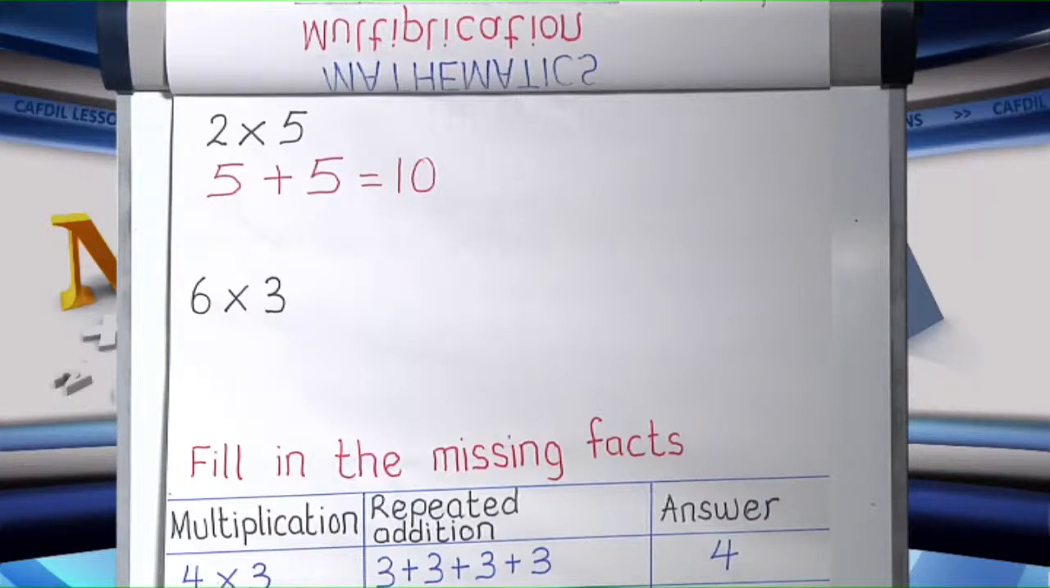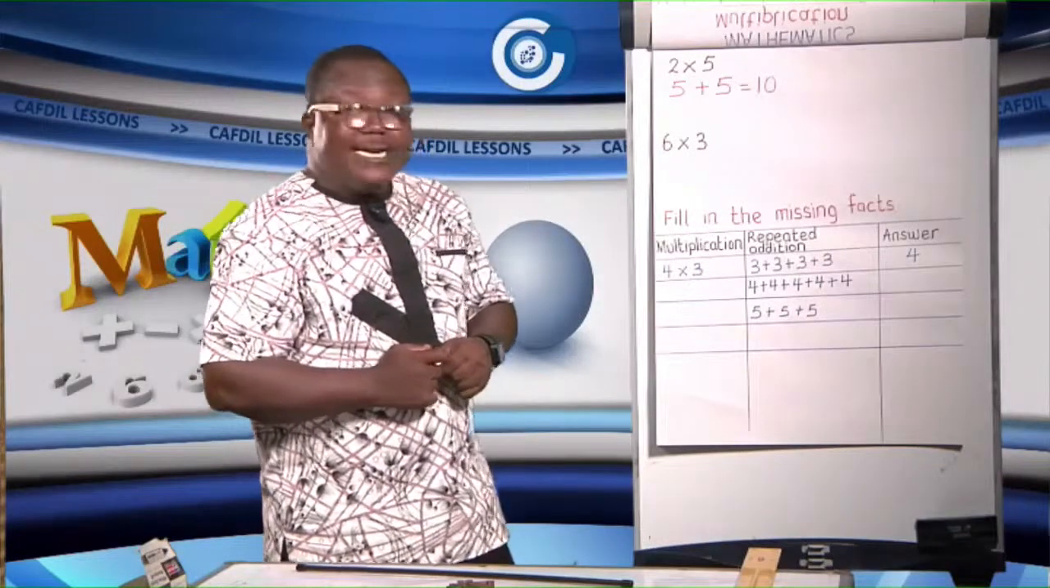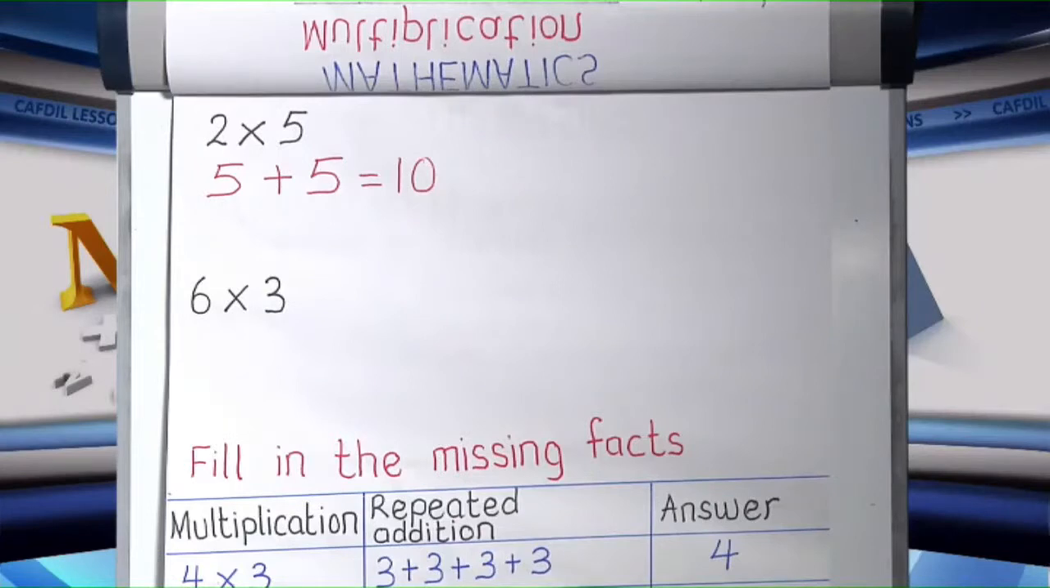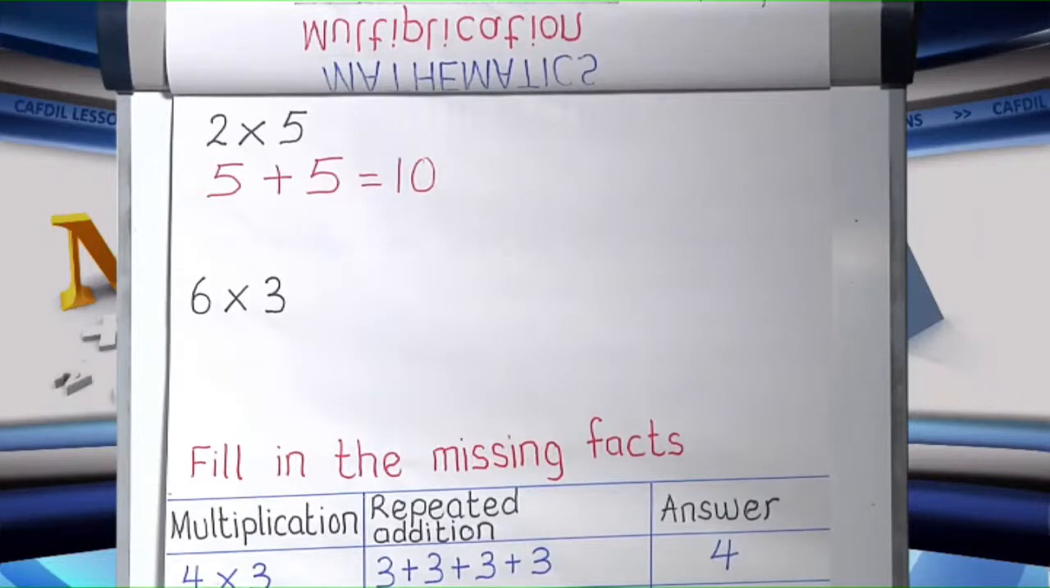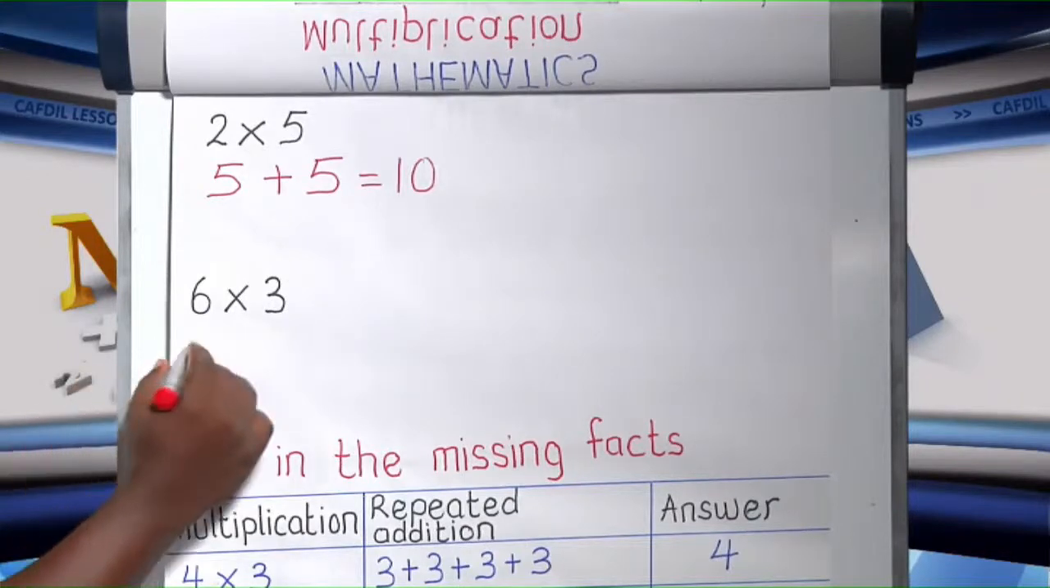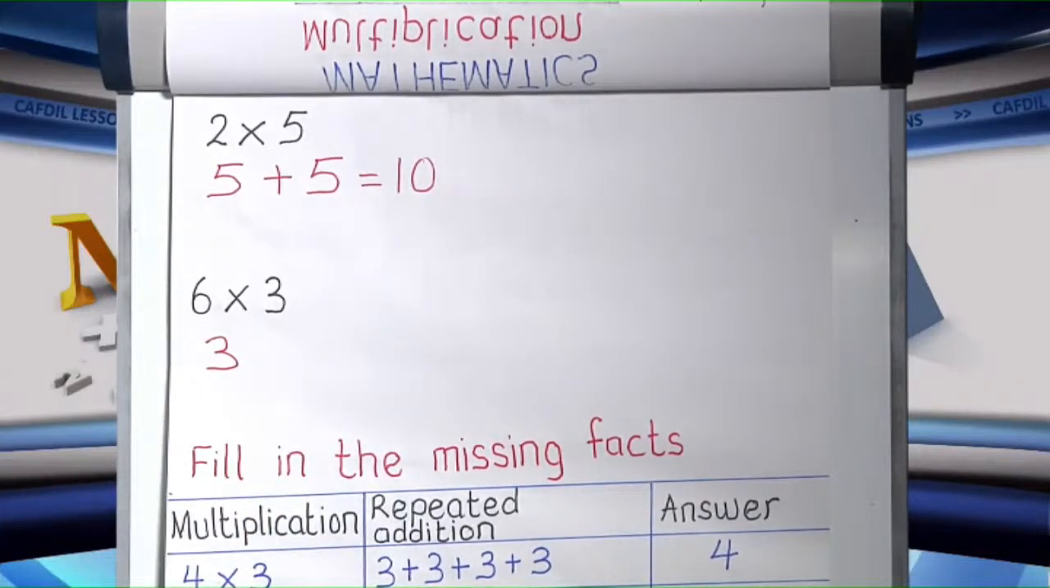Then let's go to the next one. 6 times 3. I am saying that multiplication is repeated addition. So here, 6 times 3. We want to find out 3, 3, 3, how many times? 6 times. So look at it. That is my first 3. I add another 3. I add another 3.